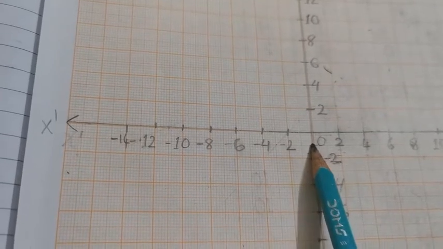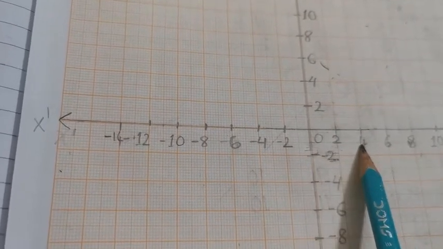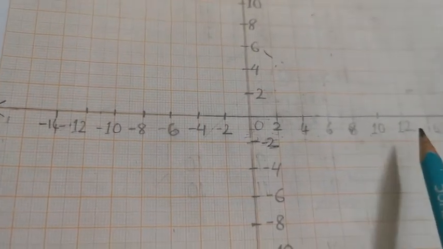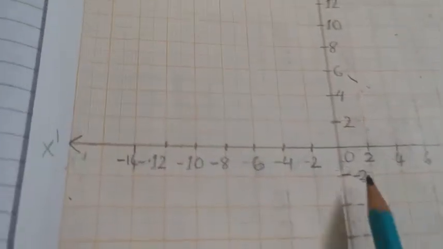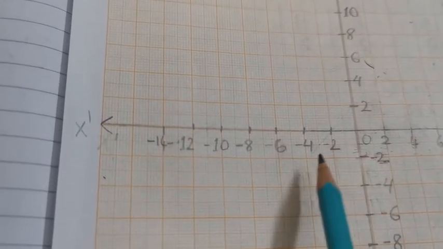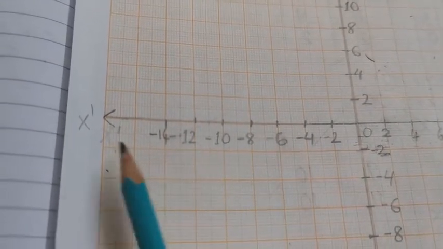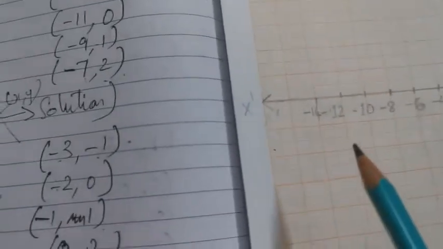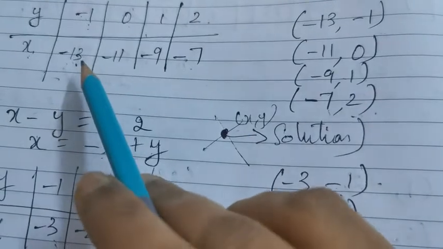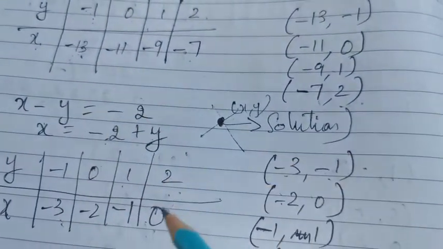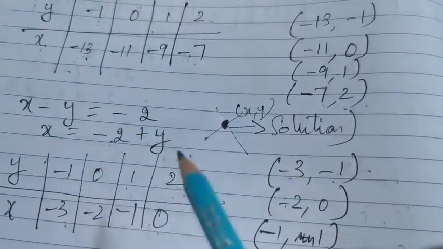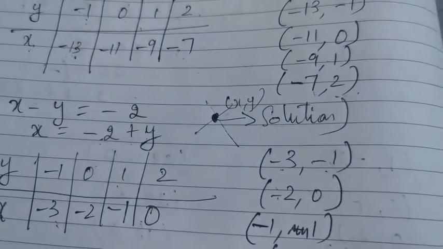So 0 plus 2 is 2, 2 plus 2 is 4, 4 plus 2 is 6, 6 plus 2 is 8, 8 plus 2 is 10, 12, 14 and so on. Similarly, the same thing I have to do on the negative side. Minus 2, minus 4, minus 6, minus 8 up to minus 14. Our x has a minimum value of negative 13. So I plotted till minus 14.